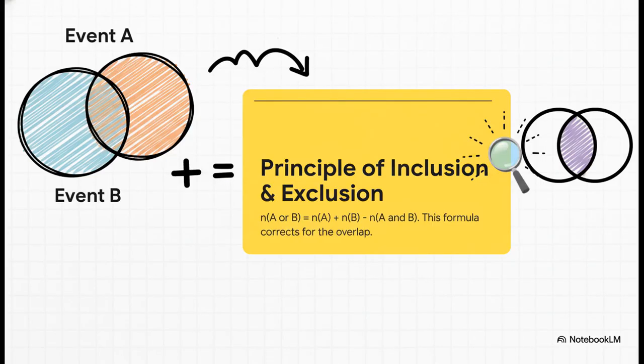And this brilliant little formula is exactly how we fix it. It's called the principle of inclusion and exclusion. It basically says, yeah, go ahead and add the possibilities for event A and event B, just like we wanted to.